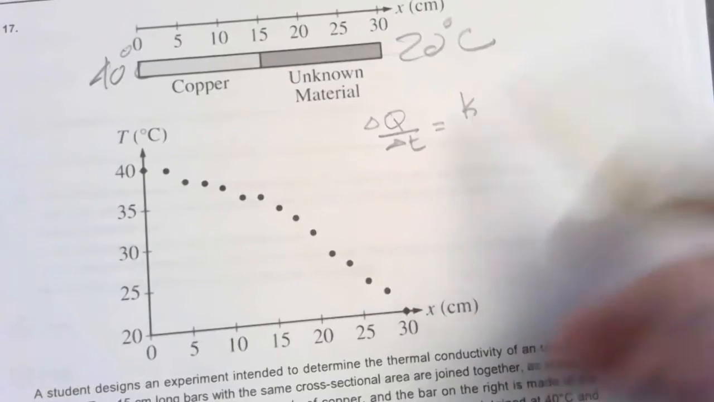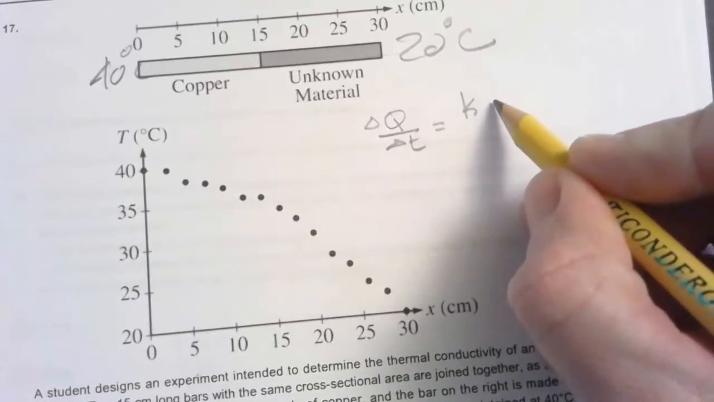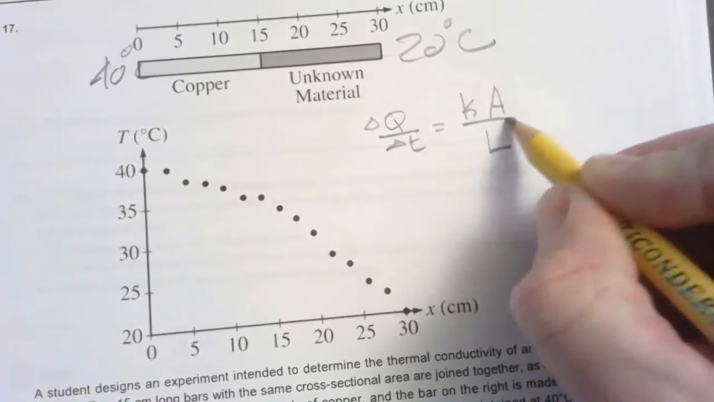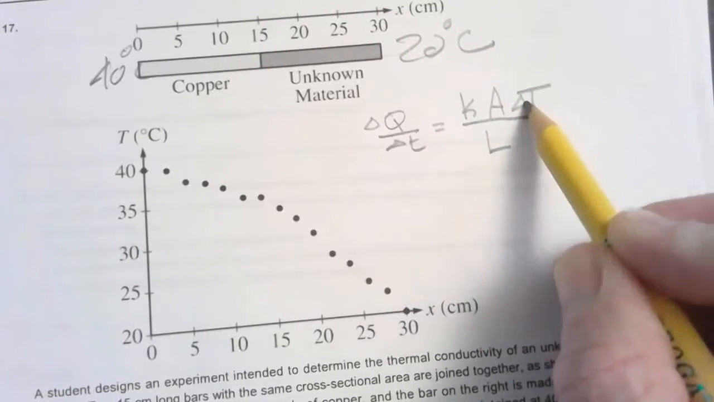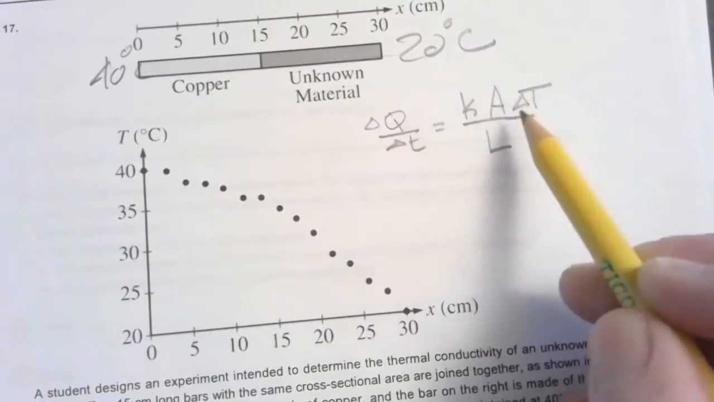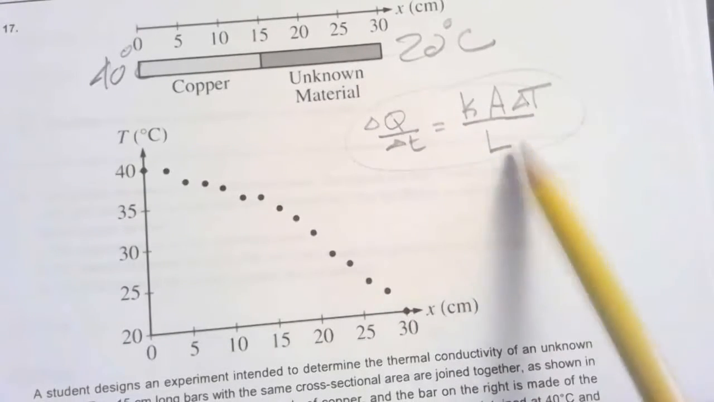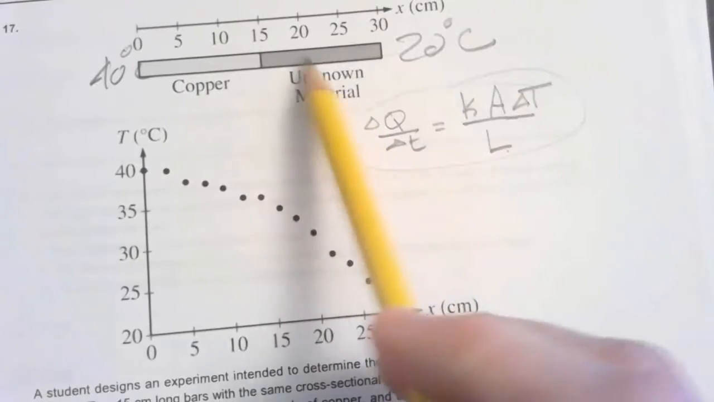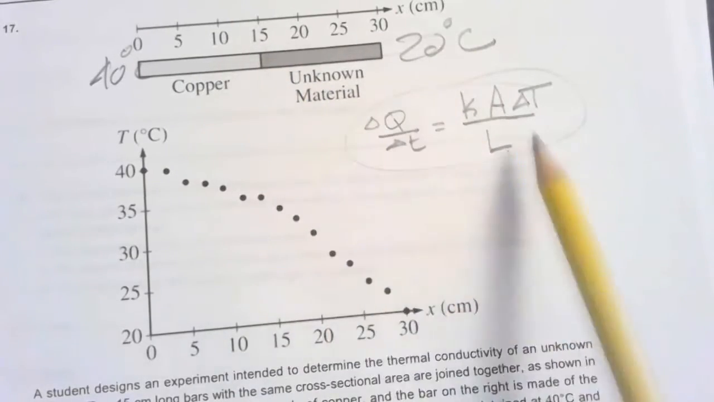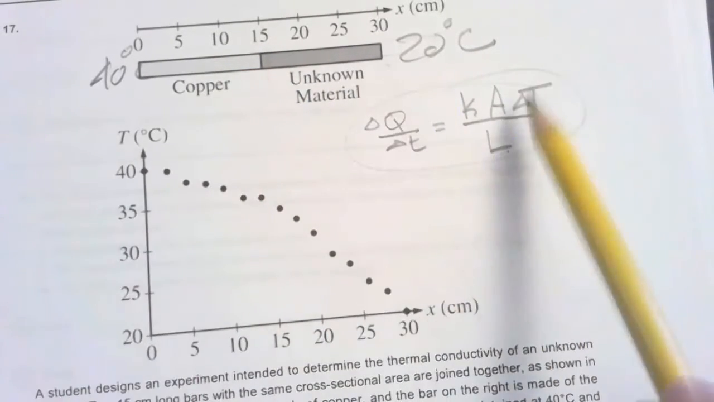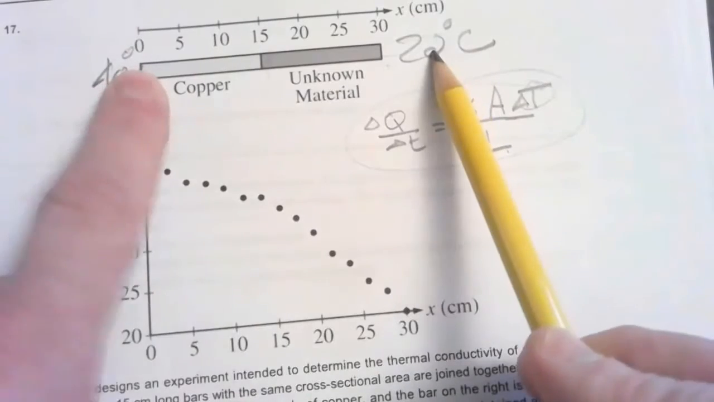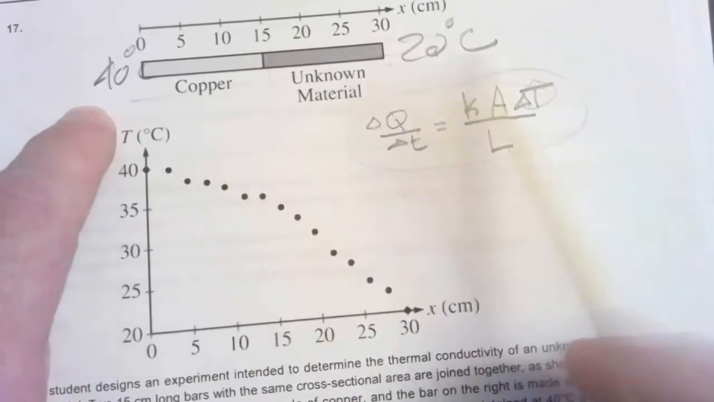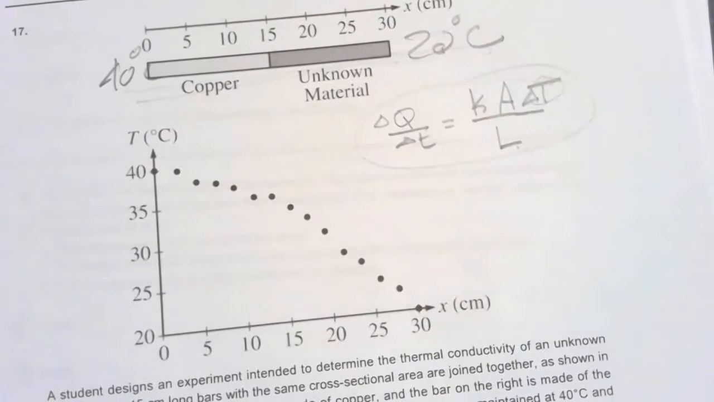The area, increasing the area would change it, and L. And the delta T is on the top. The bigger the change in temperature, the faster energy will flow. I don't have that equation memorized per se. I can just picture it: the thicker these are, the easier it is for heat to flow. The longer it is, the harder it is to make it across. The bigger the temperature difference, that would make sense. If it's 4,000 degrees and 20 degrees, heat's just going to flow faster, so to speak.